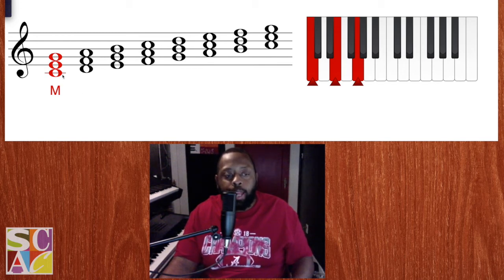So let's analyze the C major triad. From C to E is a major third, and from C to G is the perfect fifth. So adding these 2 intervals together and you get a C major triad. Let's listen.